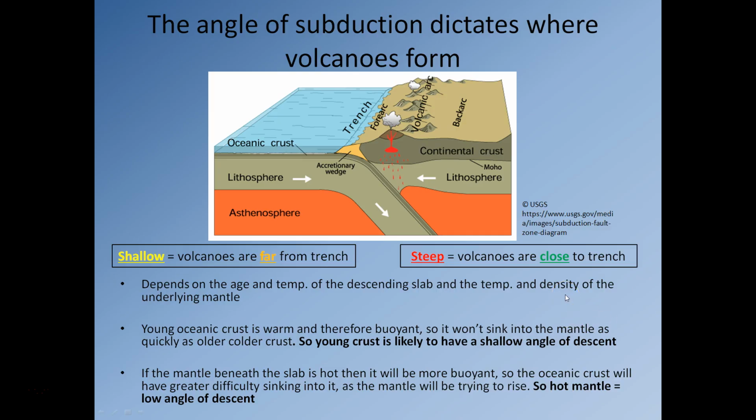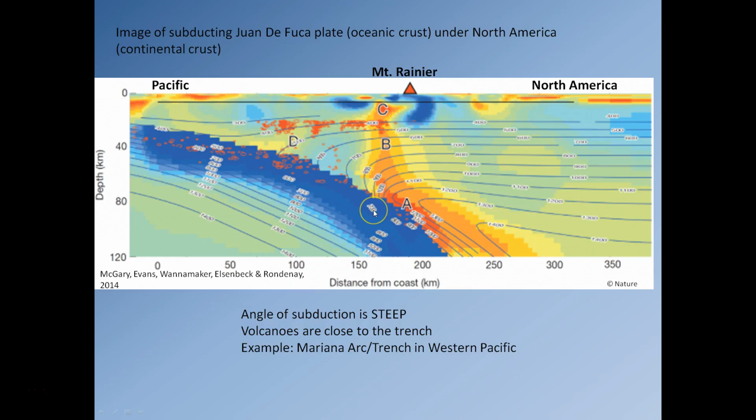So the angle of subduction dictates where a volcano will form. So the shallower the angle of subduction, the further back from the trench the volcanoes will form. The steeper the angle of subduction, the closer to the trench the volcano will form. So here's our subducting piece of oceanic crust, here's our piece of continental crust, and here's the trench that essentially sits at the subduction zone, and that marks where the oceanic crust is subducting down into the mantle. So how does it actually affect what's going on?